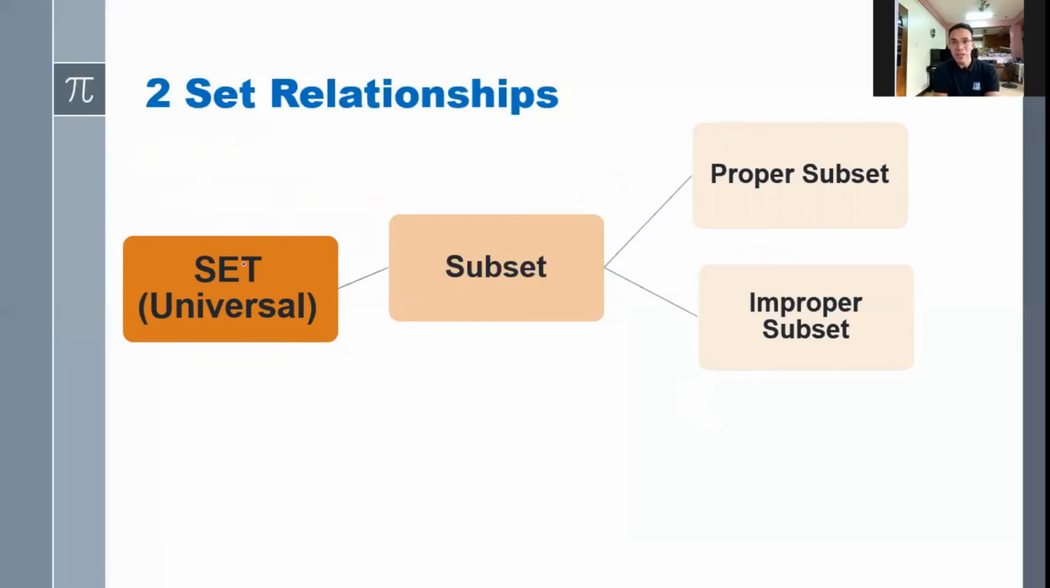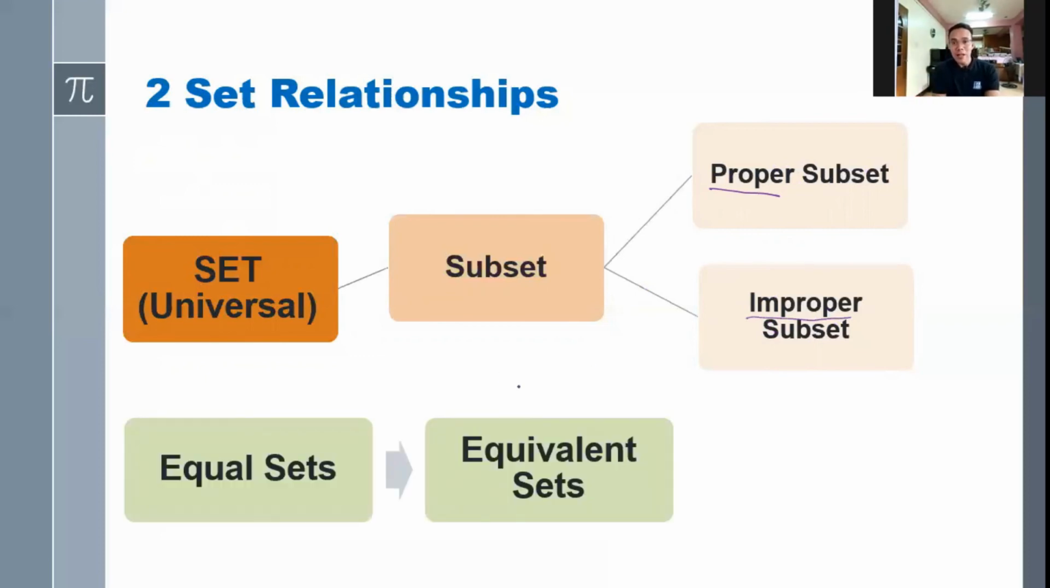Given a set, usually the given set is our universal set. And we have here a portion of this set which is called subset. And a subset can be considered or classified as proper subset or improper subset. What's the difference between the two? If a subset is not exactly the same as the given set, then it is called proper subset. If a subset is exactly the same as the given set, then it is called improper subset.